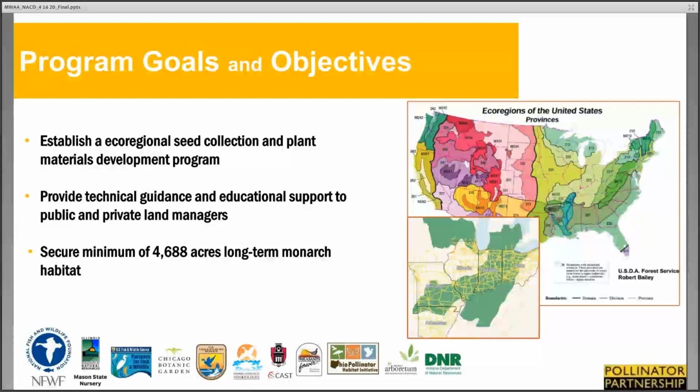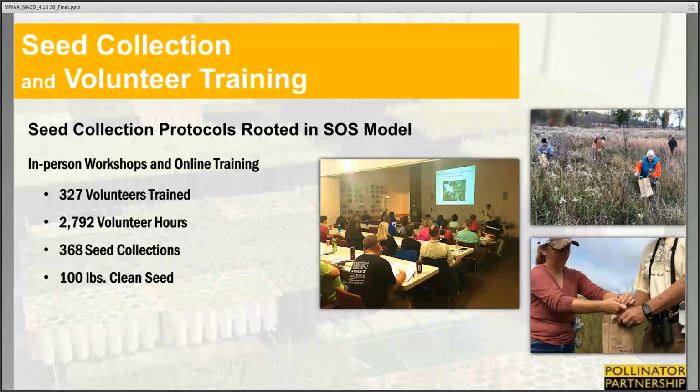And so we established a seed collection and plant material development program. Our goal was to provide technical guidance and educational support for public and private land managers, with the goal of securing a minimum of 4,688 acres of long-term monarch habitat. And we did this in conjunction with many partners and through funding from the National Fish and Wildlife Foundation.